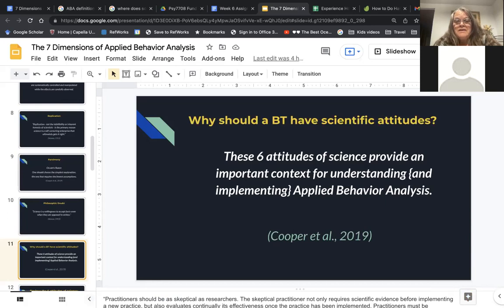Now, you might be thinking, well, I'm just getting this job as a behavior therapist. What does this have to do with me? Well, behavior therapists need to have a scientific attitude, because when you are in the practice of applied behavior analysis, it's important that you be able to implement the programs correctly. And it helps to understand, well, why are we taking all this data?